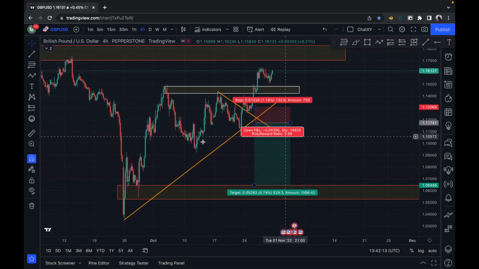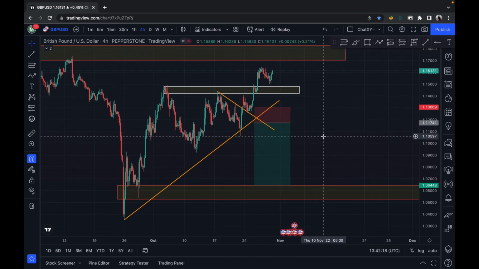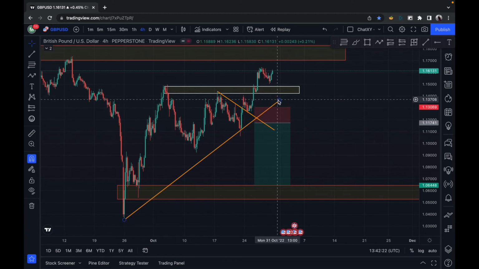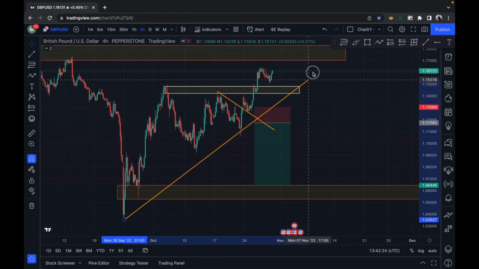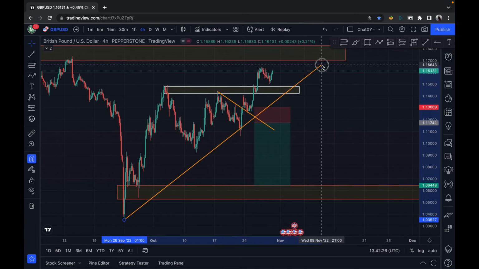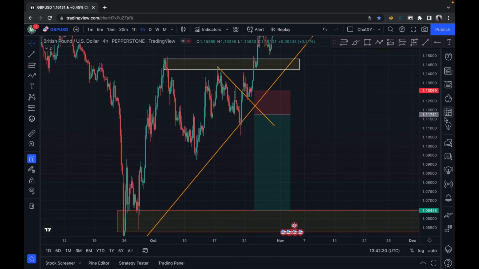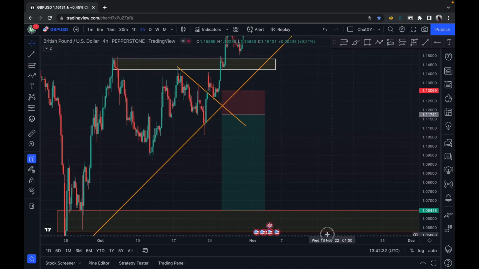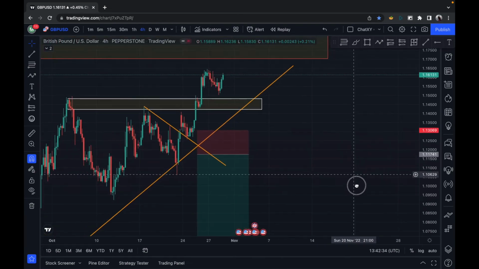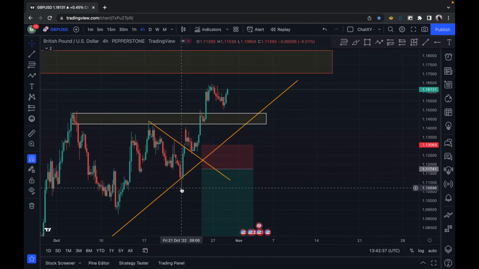Okay, I did this analysis last week. I've not taken any trade on GBPUSD, but this is my bias and it's yet to come to me. So this week I didn't trade anything on GBPUSD. So I'm still waiting for this, but for now we have seen that market has created another higher high, as you can see, from this low to this point.